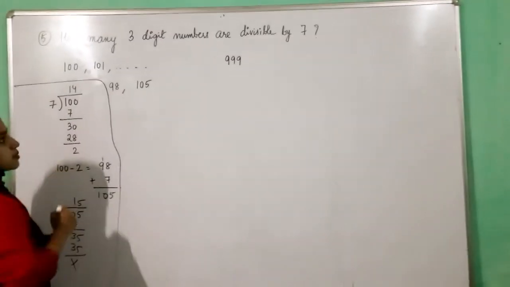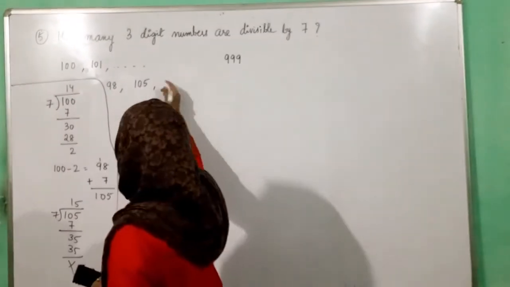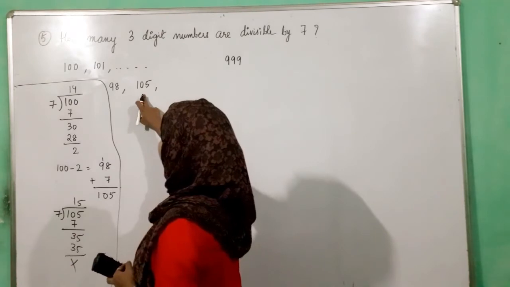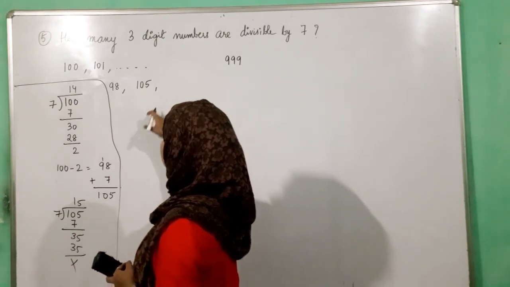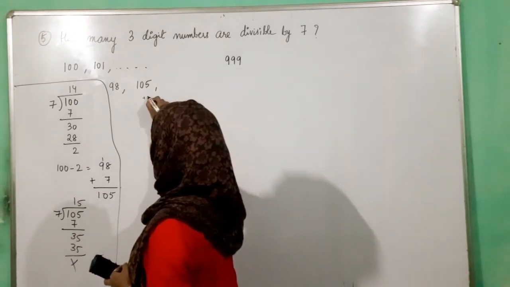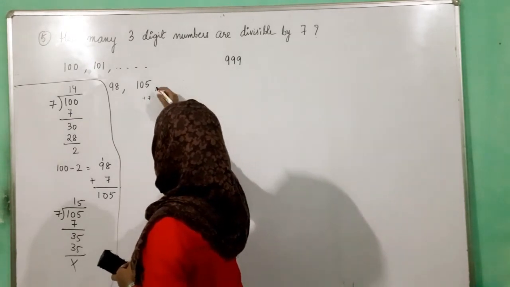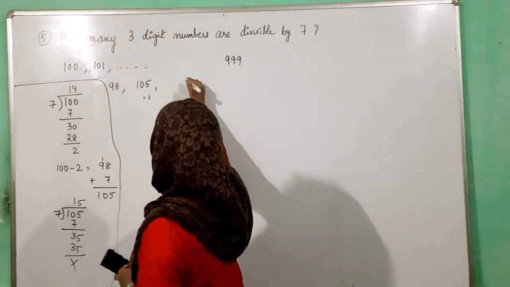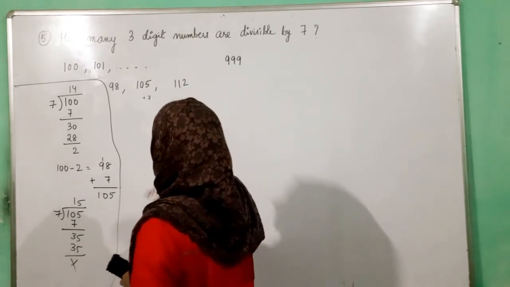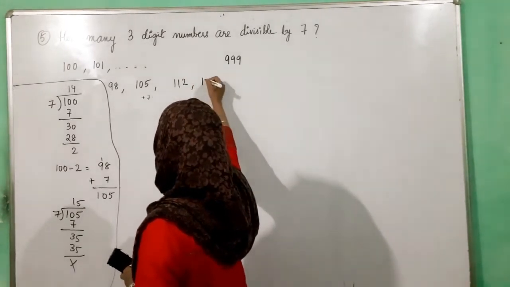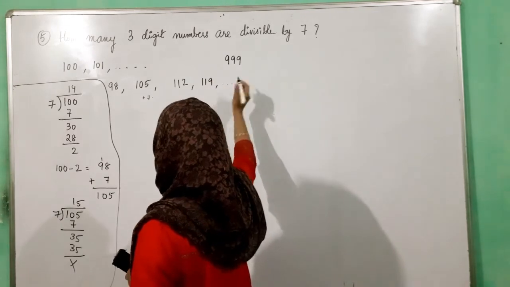Okay, so we have got the first number which is divisible by 7. Next, what is the next number? If I do 105 plus 7, then I will get the next number. So 105 plus 7 will give me how much? 7 plus 5? 112 is my next number. Plus 7 again, 119 is my next number, and so on.